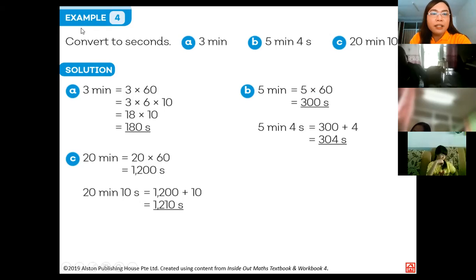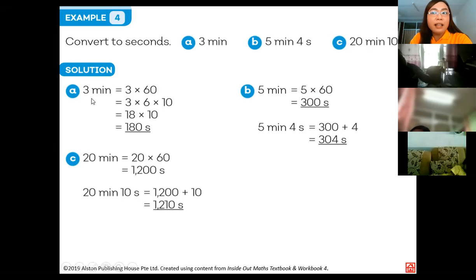Okay, so let's start. So we have 3 examples, A, B, and C. Convert the following to seconds. For letter A, we have 3 minutes. For letter B, we have 5 minutes and 4 seconds. And for letter C, we have 20 minutes and 10 seconds. So let's convert this into seconds. So here's the solution.